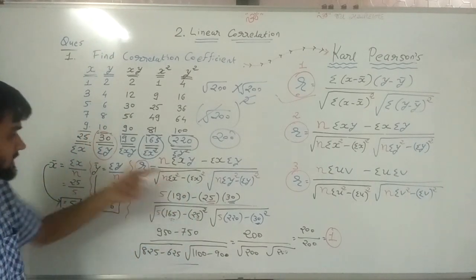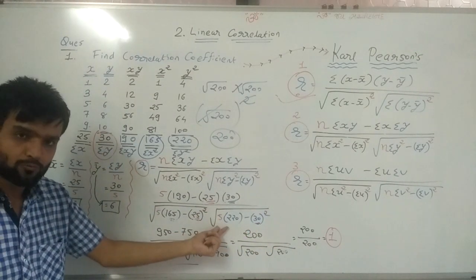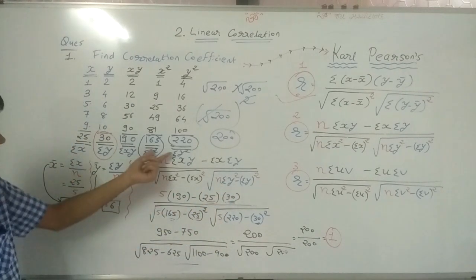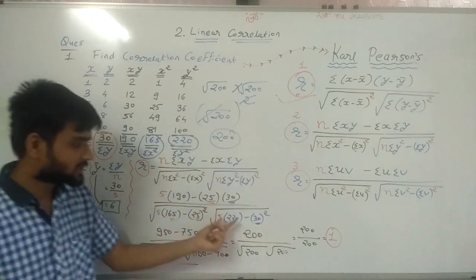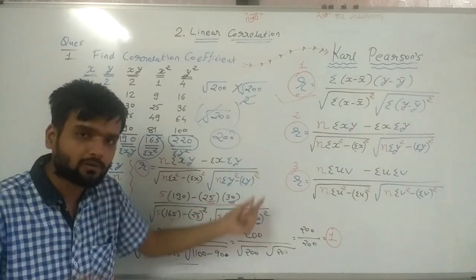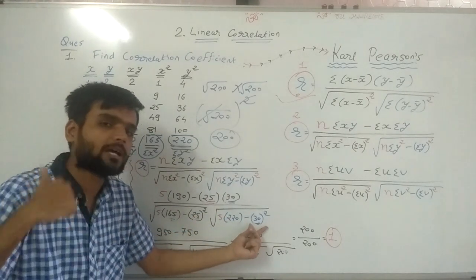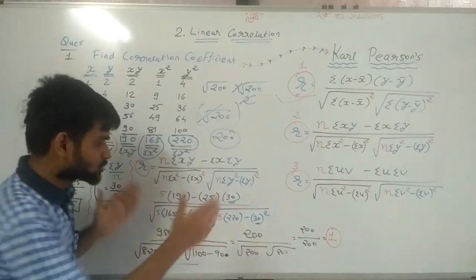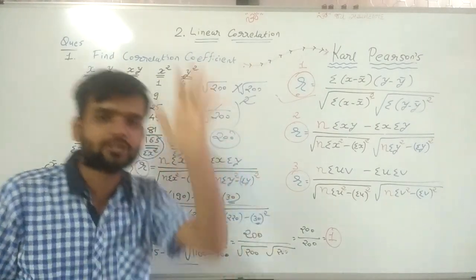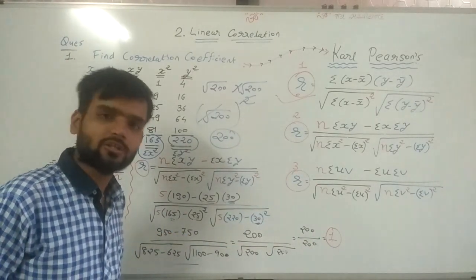25 is what? Sigma x. Here sigma x is equal to 25. Second root 5, n is equal to 5. Sigma y square is given as 220. So sigma y square 220 minus sigma y whole square. Sigma y is equal to 30, so we write 30 whole square. Now solve this. By solving this, you will get the answer of the correlation coefficient.